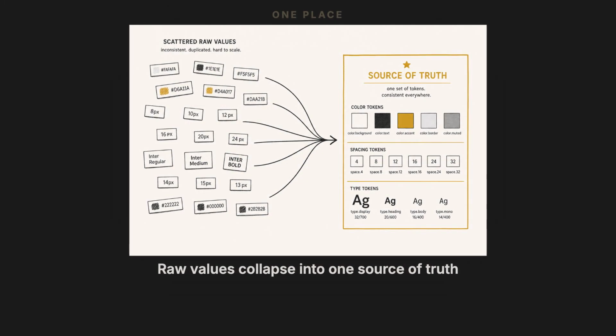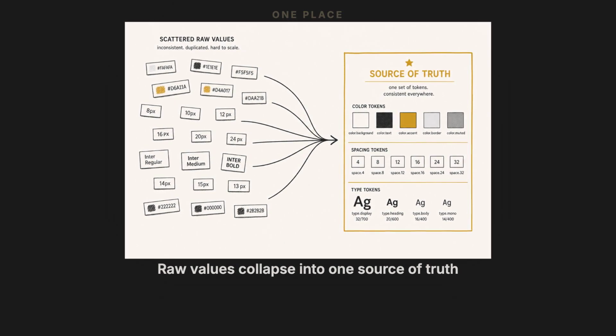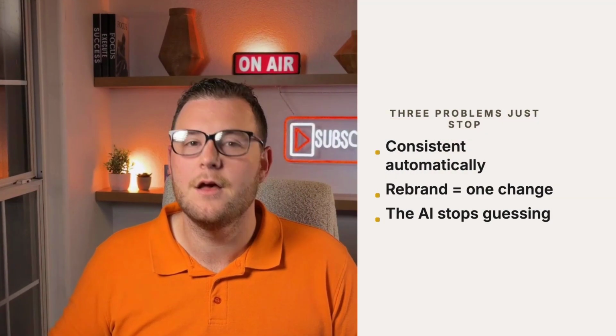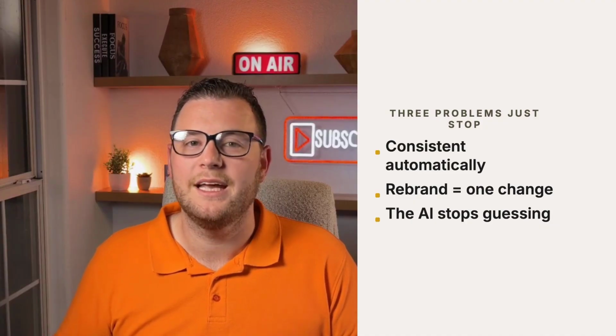And the one place they all live is in your source of truth. Everything in your entire product reaches for the token. Nothing, and I mean nothing, gets hard-coded anymore. And the second you do that, 3 problems you've been fighting your whole build just stop being problems. Your product gets consistent automatically because there's only one blue now. It's a token. Everywhere, everyone pulls from it. There's no second blue to drift toward. A theme change or a full-on rebrand becomes one change in one place instead of a 2-day hunt through every file, praying you caught every hex code.